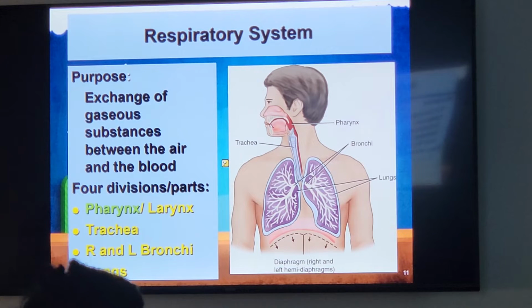While y'all are writing, what's the larynx house? What's in the larynx? The voice box. Oh, very good. The voice box. Your vocal cords, that's correct.